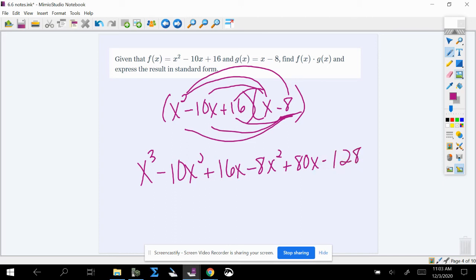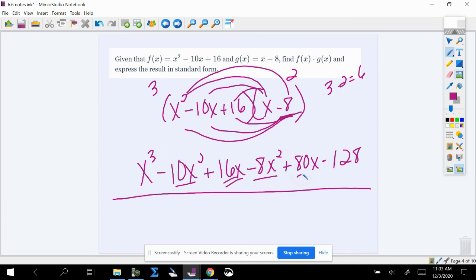A great way to make sure that you don't miss anything, if you have something that has 3 terms times something that has 2 terms, when you multiply everything together and distribute, 3 times 2 is 6. That's how many terms you should have before you simplify. So if you're going, I feel like I missed something, make sure if it's 3 terms times 2 terms, you have 6 terms. But then you want to go back and look at what you can combine. So I can combine the negative 10x squared and the negative 8x squared. I can also combine the 16x and the 80x. So my final answer in standard form is going to be x cubed minus 18x squared plus 96x minus 128.